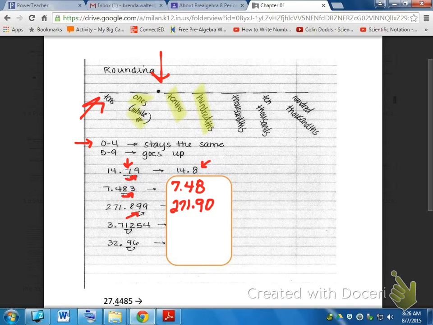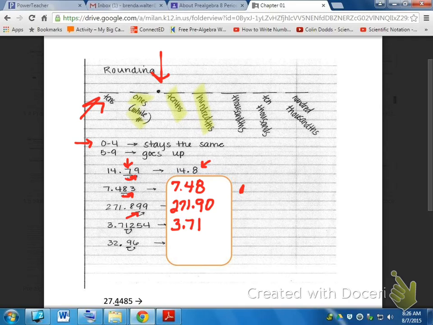Okay, next, 3.71254. Sienna? 3.71. 3.71. Rounding to the hundredths, you have to look at the 2. It says stay the same. You don't write any more digits. Okay, the next one is very tricky.